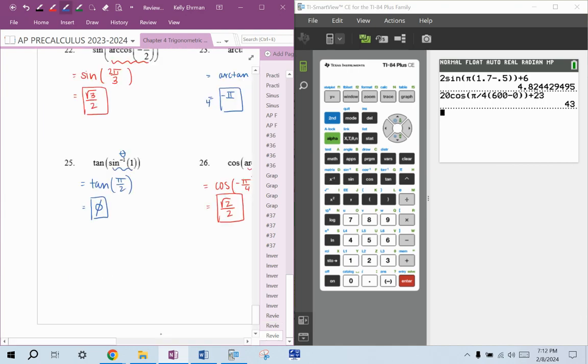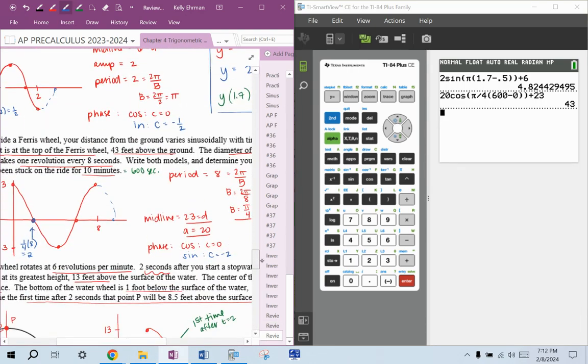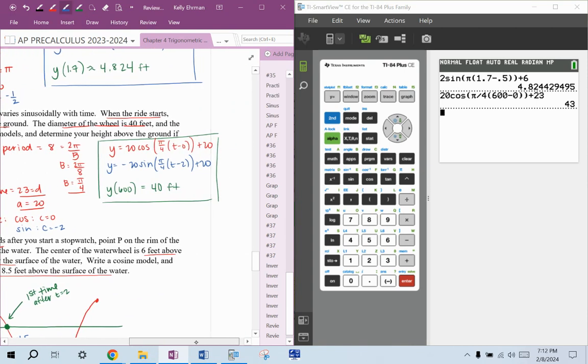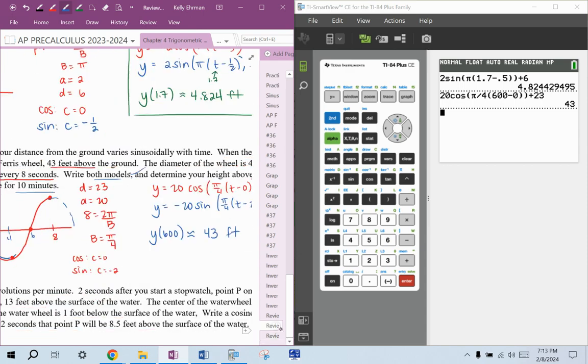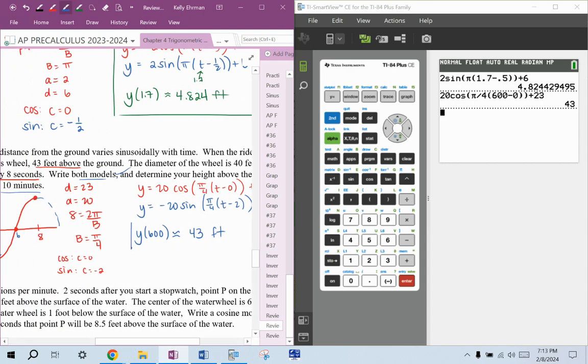Let me see what I got on my other key that I posted. I got 40 when I did that. Oh, whoops, because I only have plus 20. That should be plus 23. Okay, this is right. You're at 43. Sorry about that. So that's fine. So you're at 43 feet after 10 minutes. You're back to the top after 10 minutes.